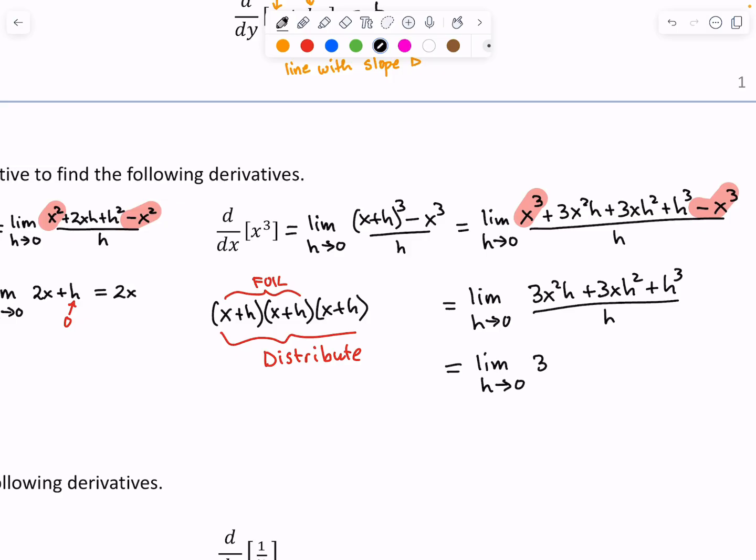Gives me 3x squared, no h's in that term, plus 3xh, still an h there, plus h squared, still h is there. And now all these remaining h's are going to shrink to 0. So you can substitute 0 in for those h's. So our final result is simply 3x squared.